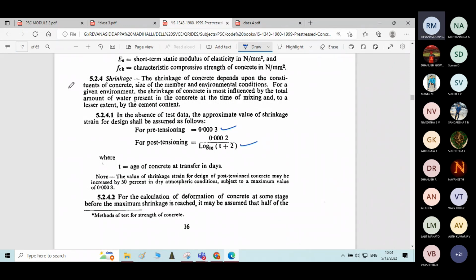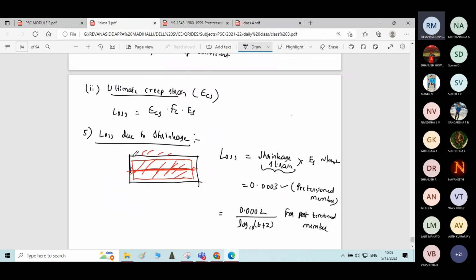Where T is the age of concrete at transfer in days. This age of concrete at transfer will be mentioned in the problem. So we need to substitute the same value and get the shrinkage strain coefficient. For pre-tensioning, it is directly 0.3103. Okay, this is how we calculate loss due to shrinkage.